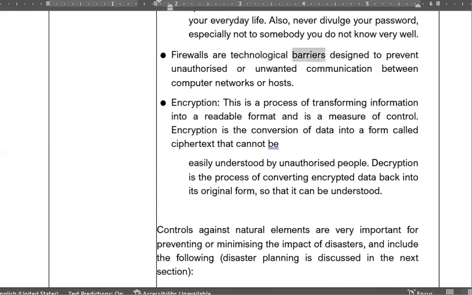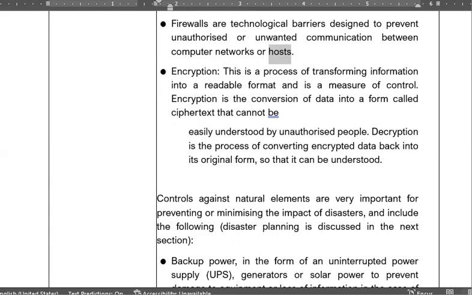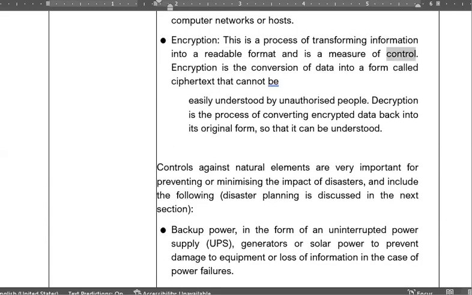Firewalls are technological barriers designed to prevent unauthorized or unwanted communication between computer networks or hosts. Encryption. This is a process of transforming information into an unreadable format and is a measure of control. Encryption is the conversion of data into a form called ciphertext that cannot be easily understood by unauthorized people. Decryption is the process of converting encrypted data back into its original form so that it can be understood.